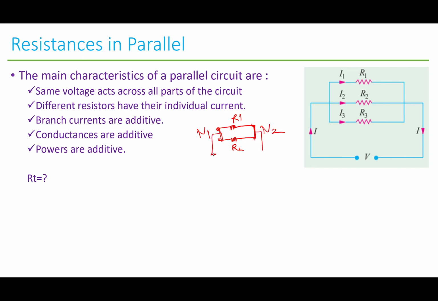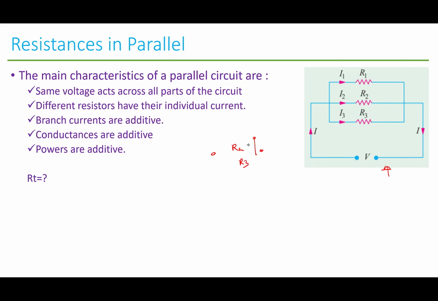Now if two resistors share two common nodes, then those two resistors are connected in parallel. Now you have another resistor connected right here. This resistor also shares the same common nodes N1 and N2. That means this resistor R3 is also connected in parallel with them, right? This is basically shown right here in this figure.